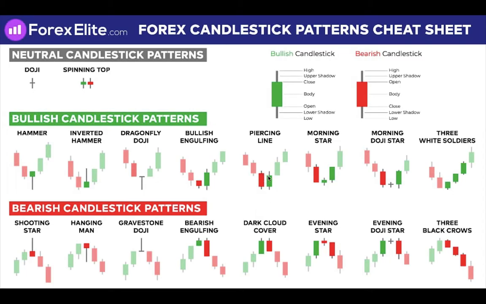It shows you what happened and what is happening, but it doesn't really show you if you should exit or if you should enter. So I wouldn't use this piercing line to make a decision if I want to buy or if I want to sell. This is from my experiences.